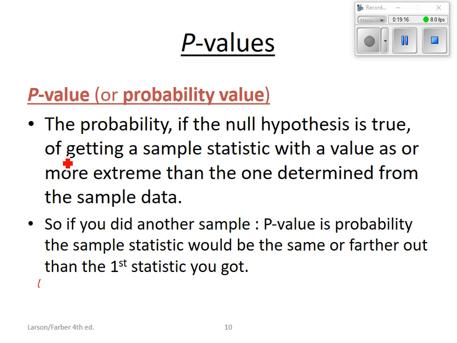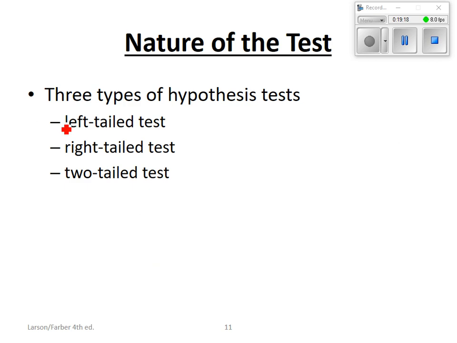What we do with the p-value is we compare it to alpha, and we're going to talk about that here in a minute. This is important. This is the main thing that we're going to cover today. 3 types of tests. 3 different types of tests that we're going to deal with.